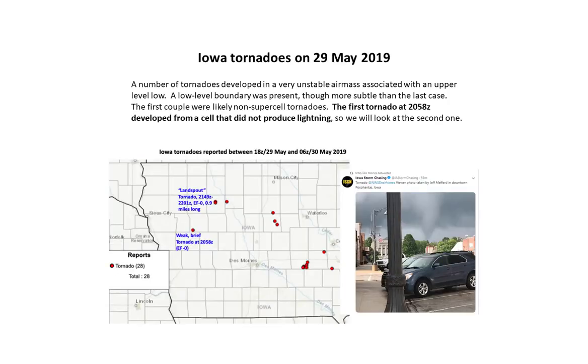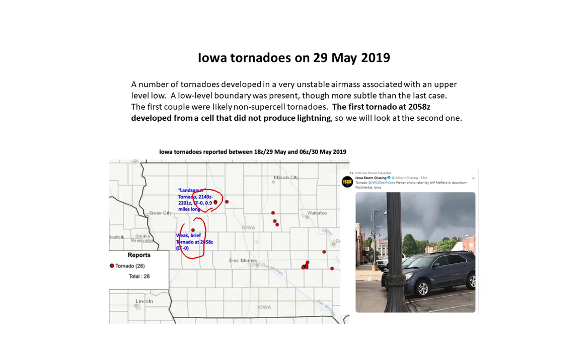Now here's another case. This was under an upper level low, I think, in Iowa. We looked at these first two tornadoes, definitely non-supercells. Here's the second one over here, I believe. But this first one was interesting. I think it's the first one because we weren't able to use the method for this one, because there was actually no lightning with this weak EF0 tornado.